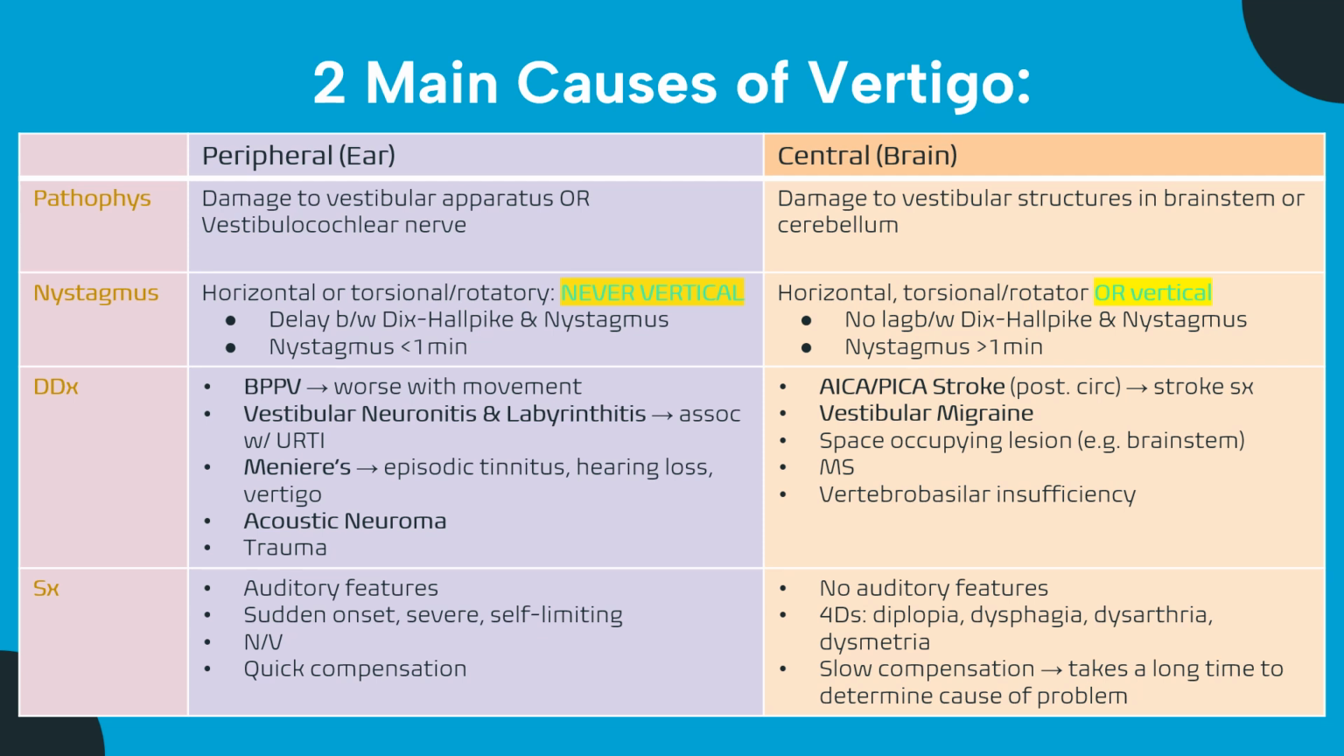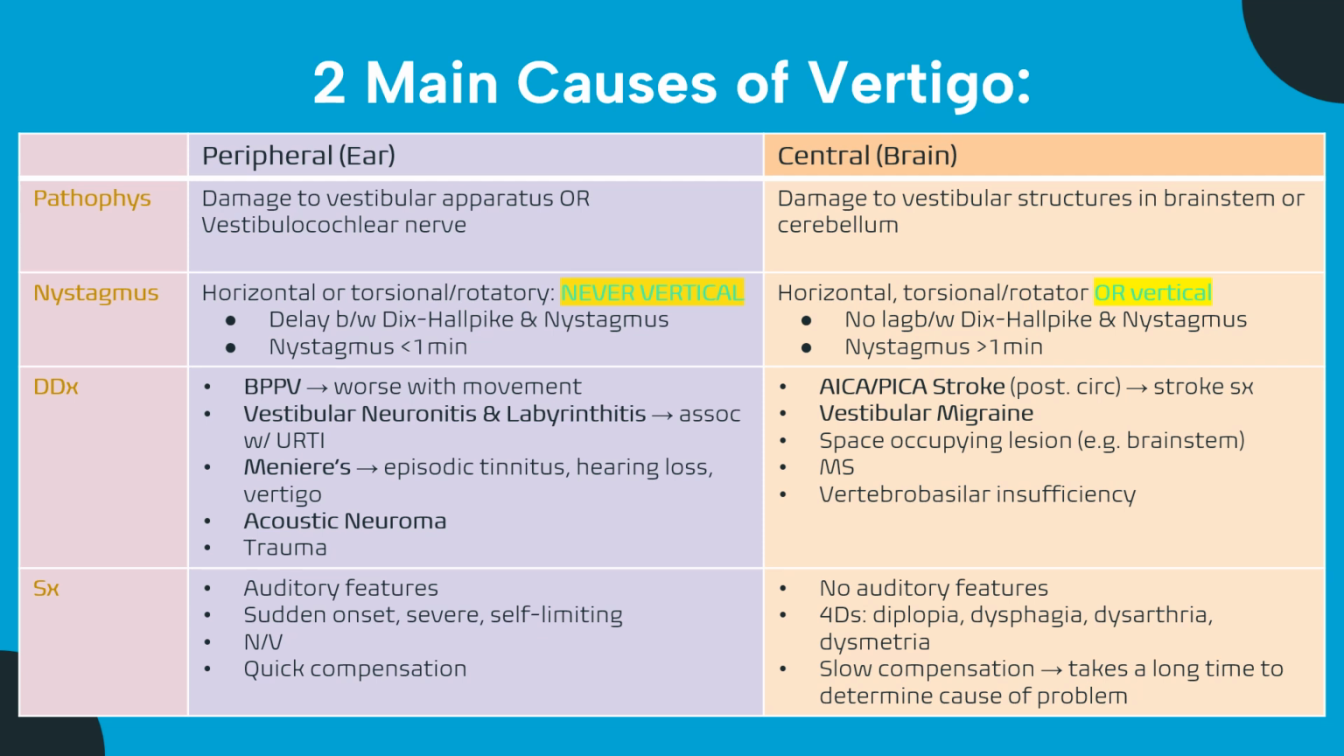So your differentials, BPPV, so worse with movement and certain positions, vestibular neuronitis and labyrinthitis, so that's vertigo and hearing loss, and that's associated as a complication of an upper respiratory tract infection. Meniere's disease, so your triad of tinnitus, hearing loss, and vertigo, there's episodic and acute episodes. Acoustic neuroma, which we discussed earlier, as well as trauma as well.